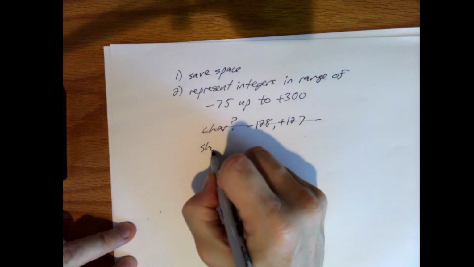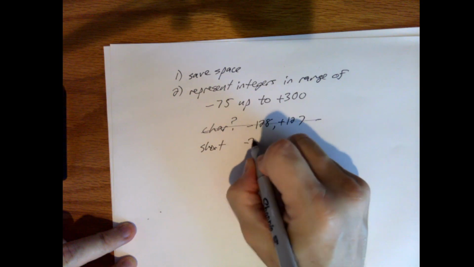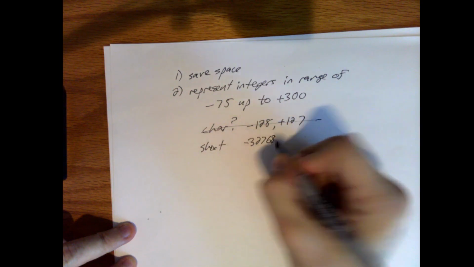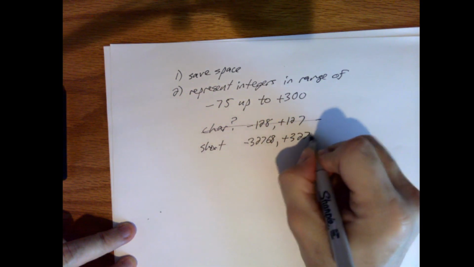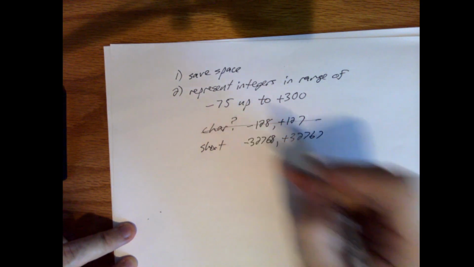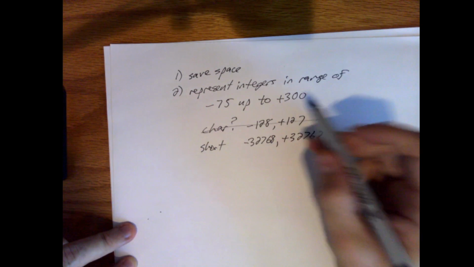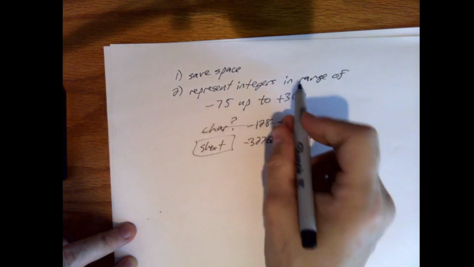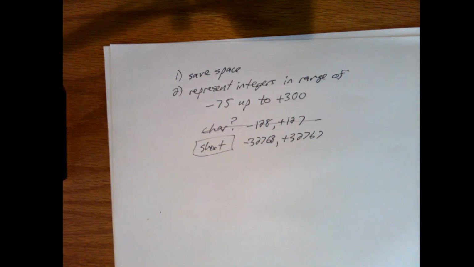So I go to short. Minus 32,768 to positive 32,767. Certainly this will hold up to minus 75, and this holds up to positive 300. So this would be what I would choose in this case. That's why we care. All right? So I think that's most of what we need to know right now about integers, and I'll make a separate video for floating point types.